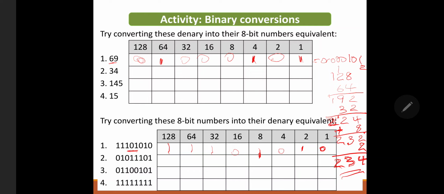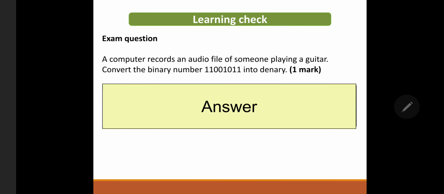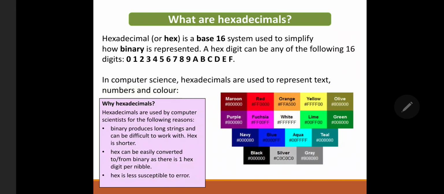Before you move on, because the answers will be shown on the screen. Still skipping. Here are your answers. Lovely. And this one says the computer recorded an audio file for someone playing a guitar, and it says convert the binary number to its denary form. You can try this and then we'll see the answer displayed here. Okay. And then this says hexadecimal.